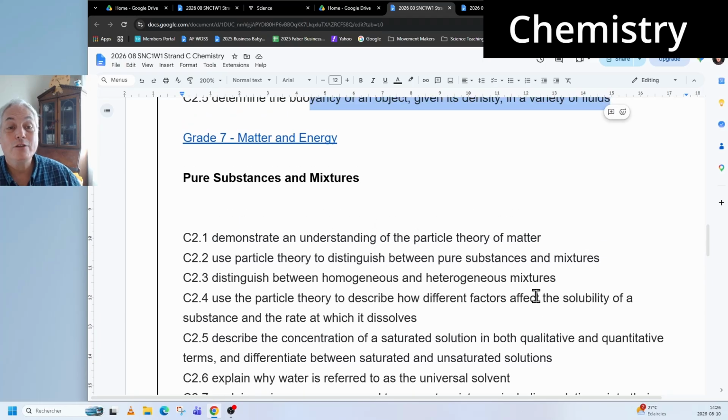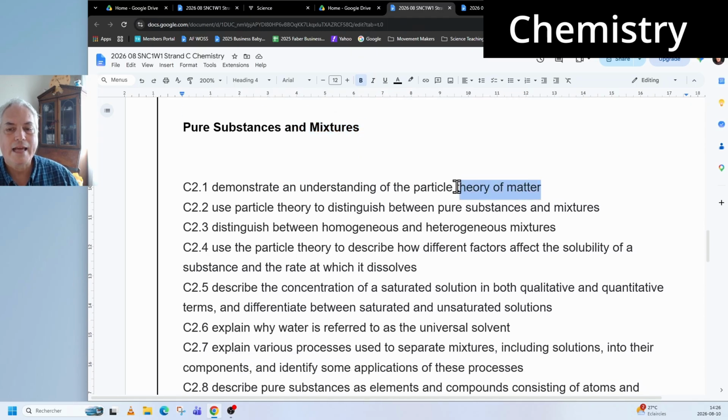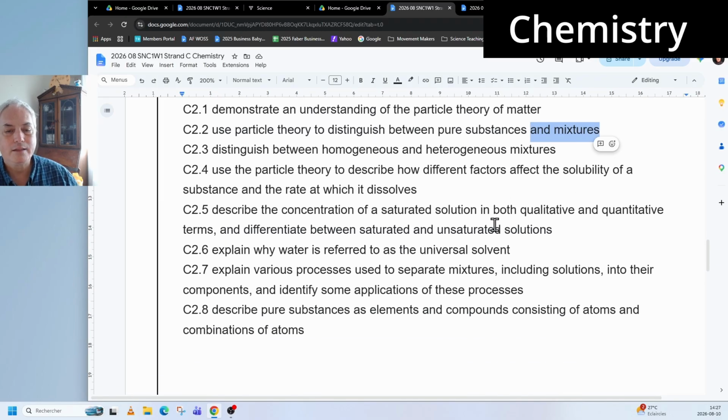We'll see. In grade 7, when they look at matter and energy unit, they talked about pure substances and mixtures. So they should have an idea of what a pure substance is, but they focus their grade 7 learning on mixtures. So they have the particle theory of matter, so that's always a good one to review. They're going to look what a mixture is, and then what is the difference between a pure substance. That's very important for us to help with that.